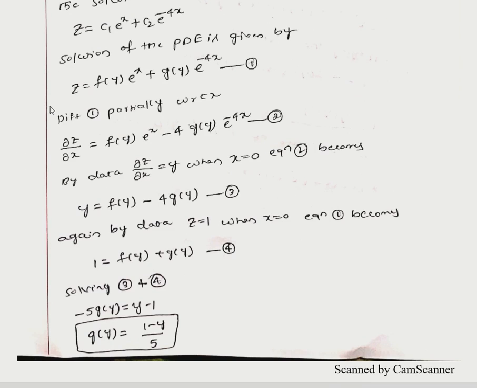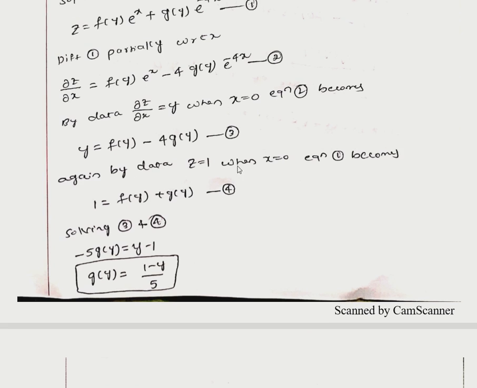Again, by the data, z is equal to 1 when x is equal to 0. Where is z? In equation 1. Therefore, substitute these values in equation 1. z is 1, so 1 is equal to e^0, which is 1, into f(y), plus e^(-4·0), which is e^0, that is 1, into g(y). This is equation 4.